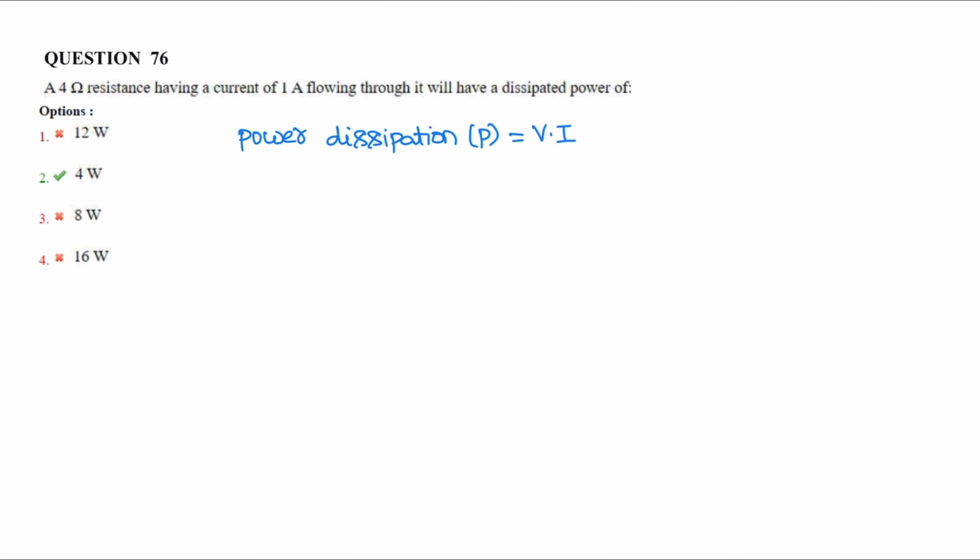Next question. A 4 ohm resistance having a current of 1 ampere. What will be the power dissipated? So power dissipated is I square R. Current is 1 ampere and resistance is 4 ohm. Therefore total power dissipated is 4 watt.